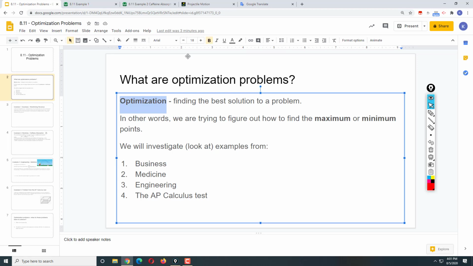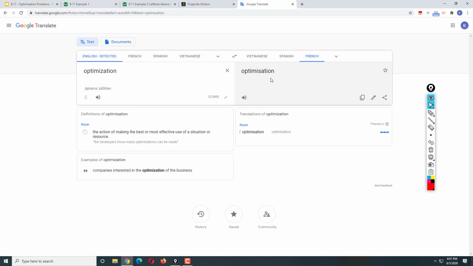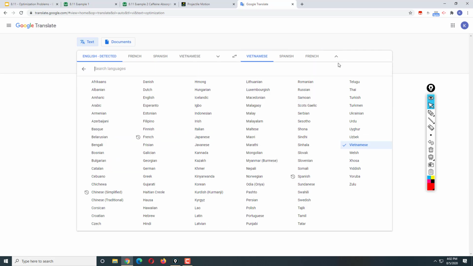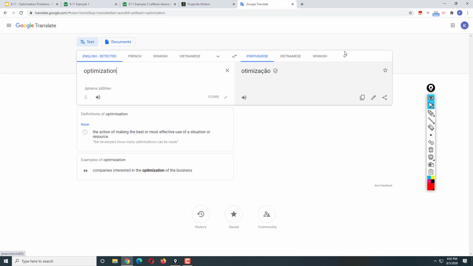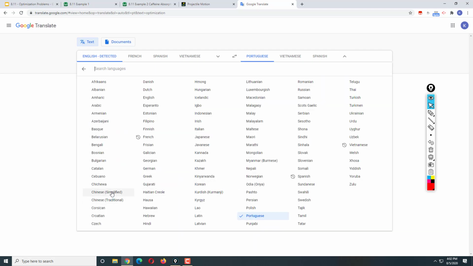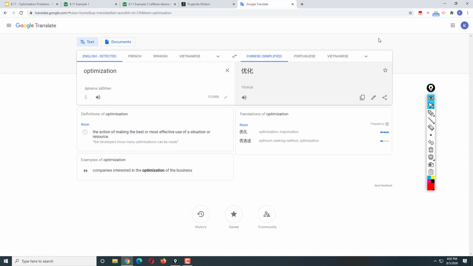Optimization, let's go to Google Translate. Optimization in French, in Spanish, in Vietnamese, in Portuguese, in Chinese. So yeah, optimization.